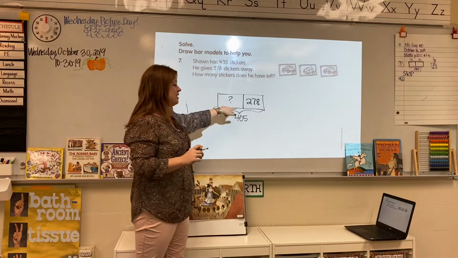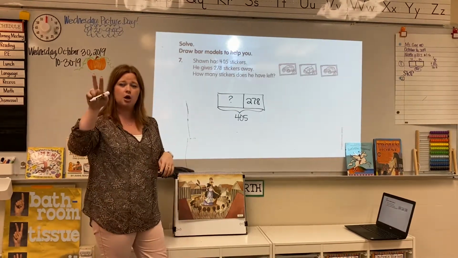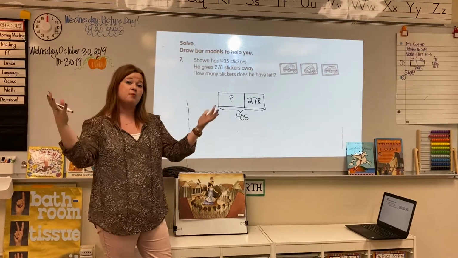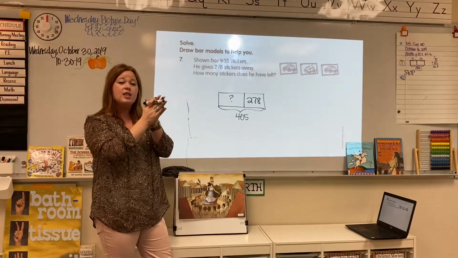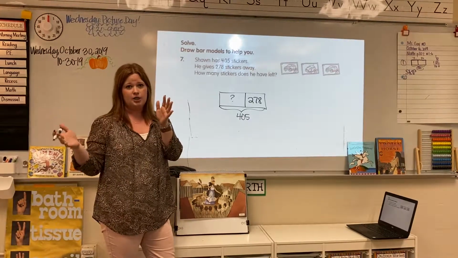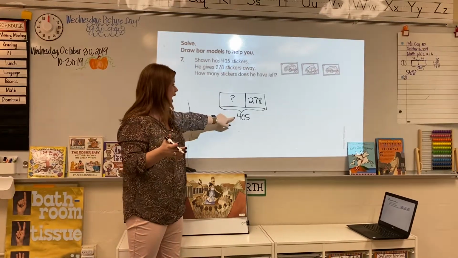What the kids have been talking about over and over, and we have it on our anchor charts on our backboard, and they can refer to those at all times, is that if I know both parts and I'm looking for my whole, the operation I use is addition. If I am missing a part, the operation that I use will be subtraction. So because I am missing a part here, I will use subtraction.